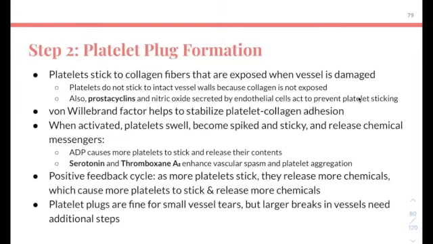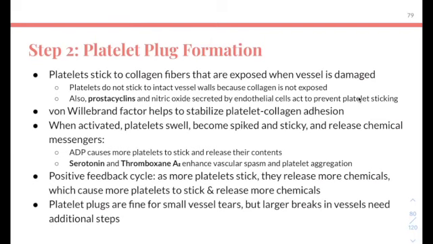ADP, adenosine diphosphate, causes more platelets to stick and release their contents. We use serotonin and thromboxane A2 to enhance that vascular spasm even more. So that blood vessel's pushing down even more, so those platelets stick together even more. This, if you remember back from Anatomy 1, is actually a positive feedback cycle. Positive feedback is when it enhances something, so it makes whatever process is happening happen even more.